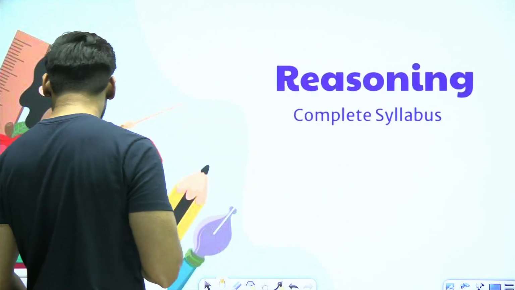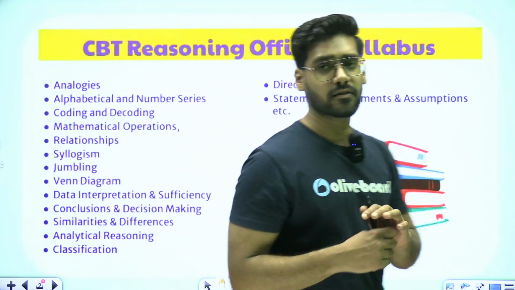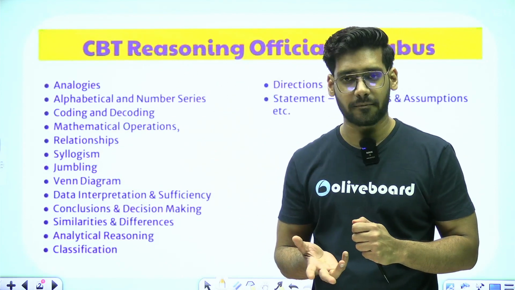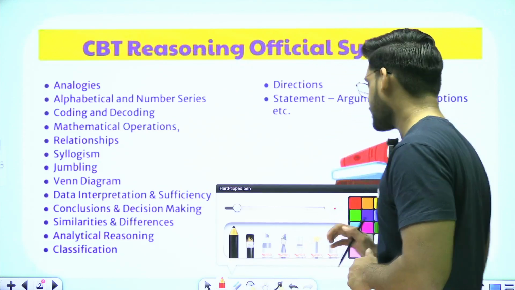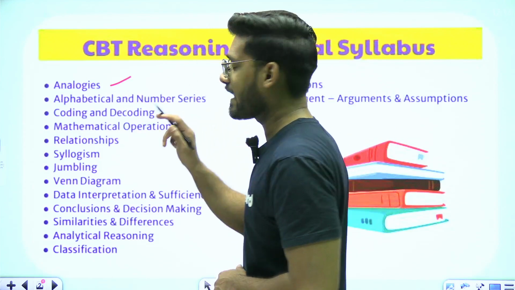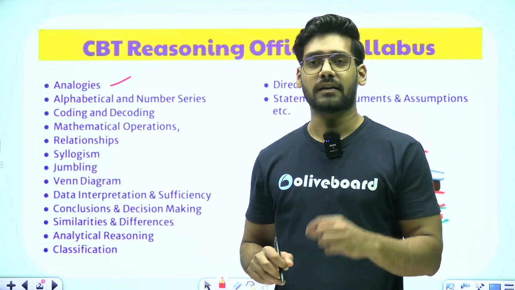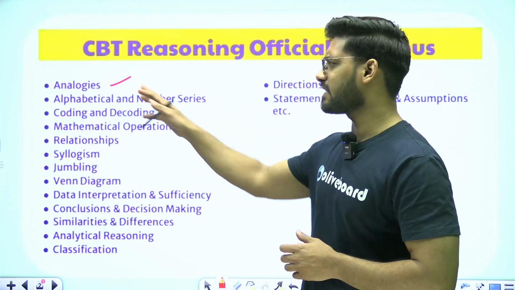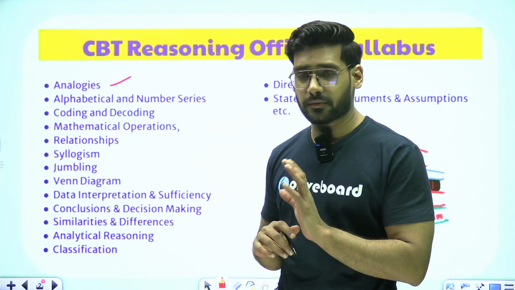So I will be discussing the reasoning official syllabus for the common computer based test which happens in every railway examination. The common syllabus is this, that analogy can be of different types, like number analogy, letter analogy, non-verbal analogy, and GK and GS based analogy. This is commonly asked in all the examinations and multiple times it has been asked.